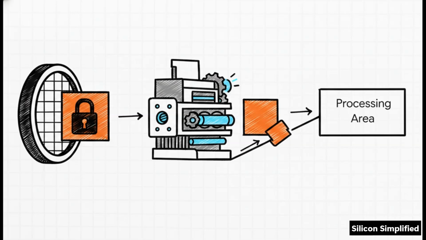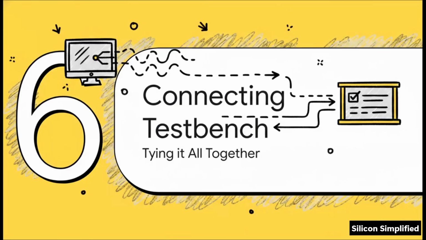Therefore, the passed value must be treated as read-only. Once you have your own safe, deep-cloned local copy, you can pass it to your comparators or coverage groups without any worry. And finally, Section 6, Connecting the Test Bench, tying it all together.